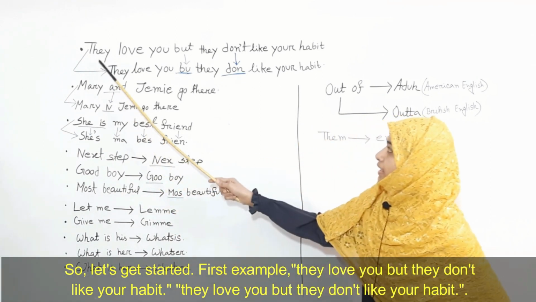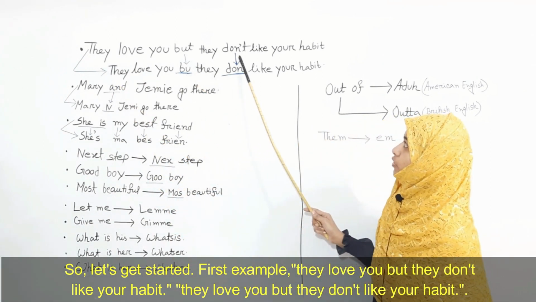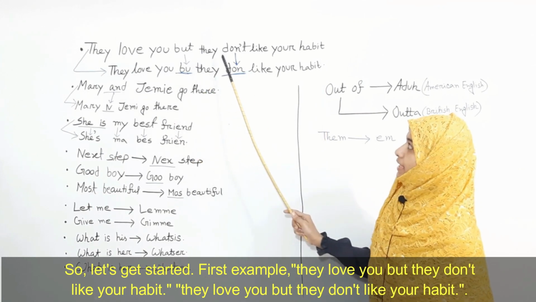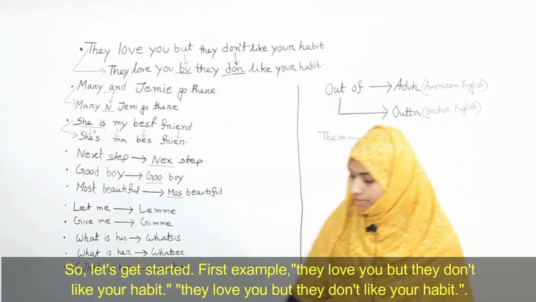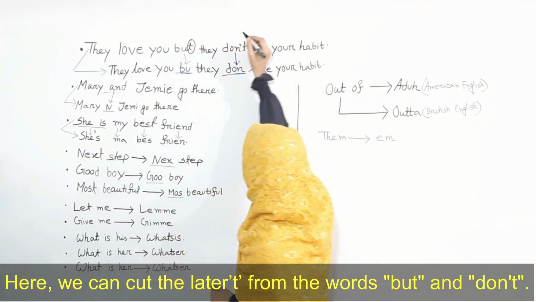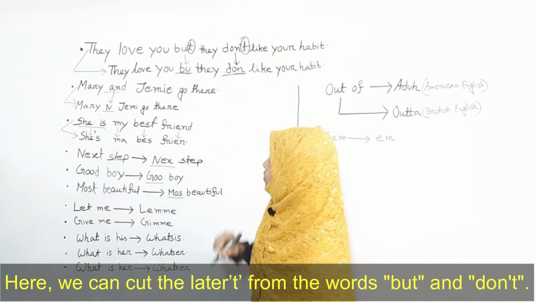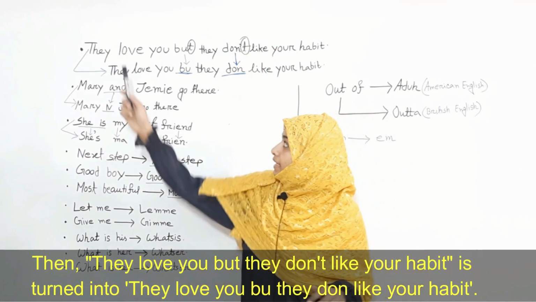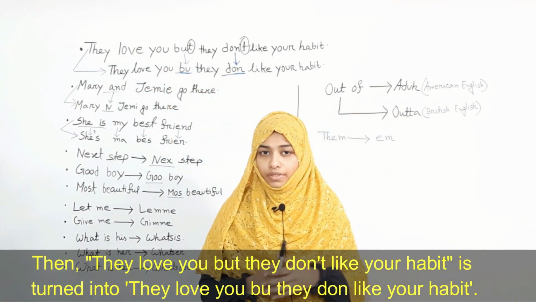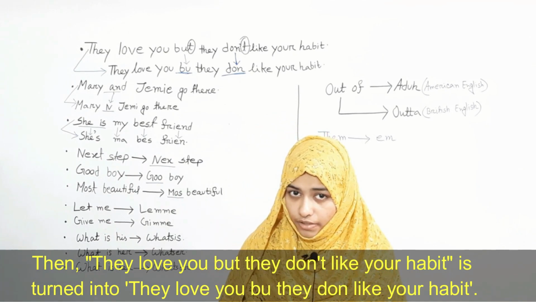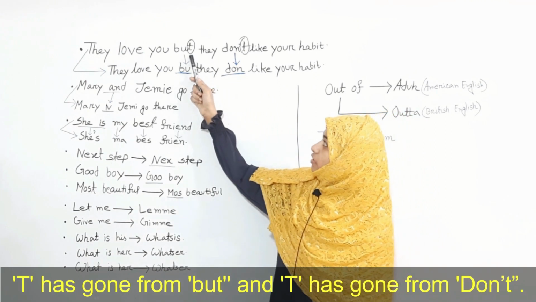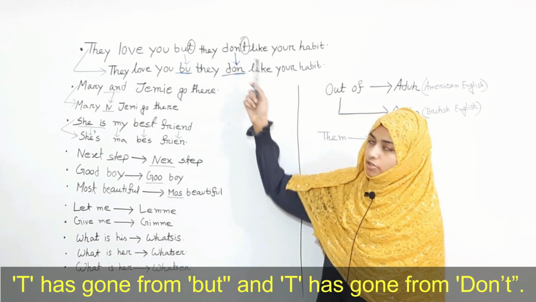First example: they love you but they don't like your habit. Here, we can cut the letter T from the words "but" and "don't." Then, "they love you but they don't like your habit" is turned into "they love you bu' they don' like your habit." T has gone from "but" and T has gone from "don't."